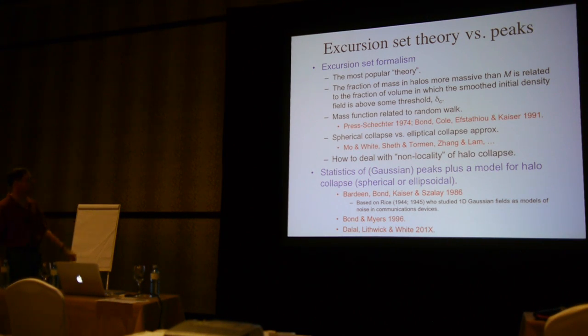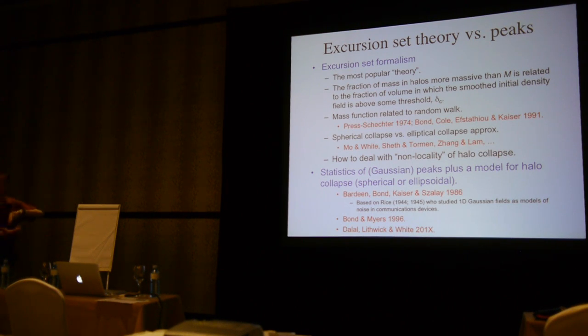Both of these sets of approximations are then sort of justified by looking at numerical simulations. There's a big problem here with how to deal with the non-locality of the halo collapse, and this was actually recognized even in the very early works, and so it goes back to the early 90s. There's a long discussion in the literature about this, and people just don't know. I mean, it's kind of built in at some level to the excursion set formalism.